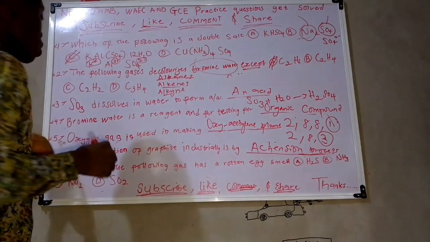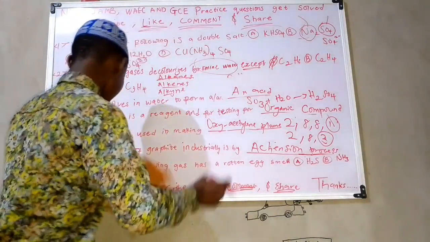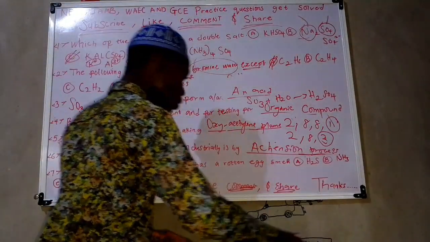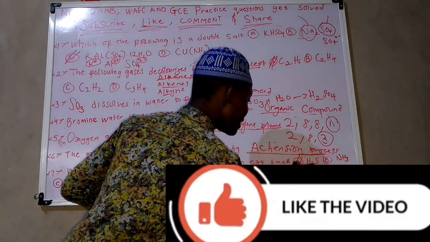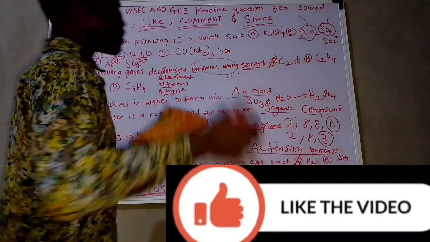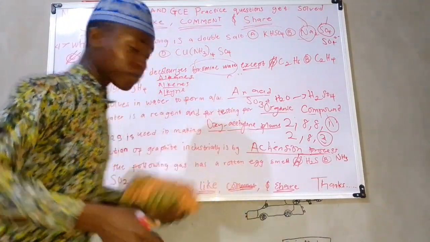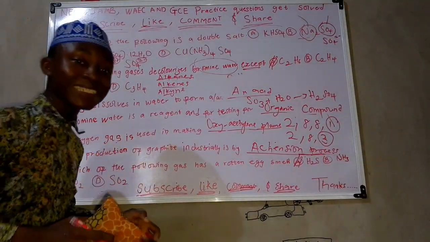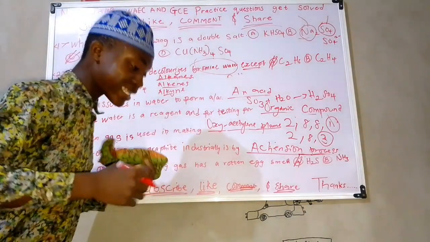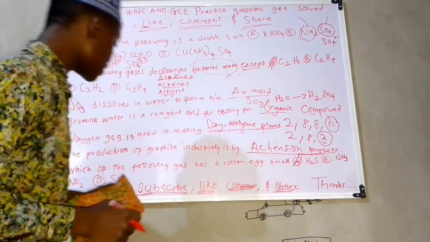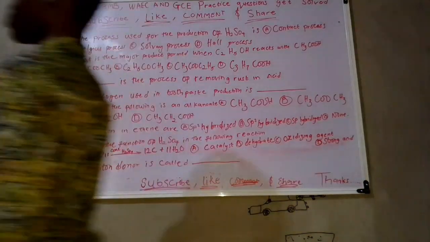Now, moving on to the next practice question: which of the following gases has a rotten egg smell? The gas that has a rotten egg smell is simply option A, H2S. Now, for option B, ammonia has a pungent smell. Okay, NO2 has an irritating smell. Now for option D, SO2 has a choking smell. Okay, that should be noted. Let's move to the next practice question.